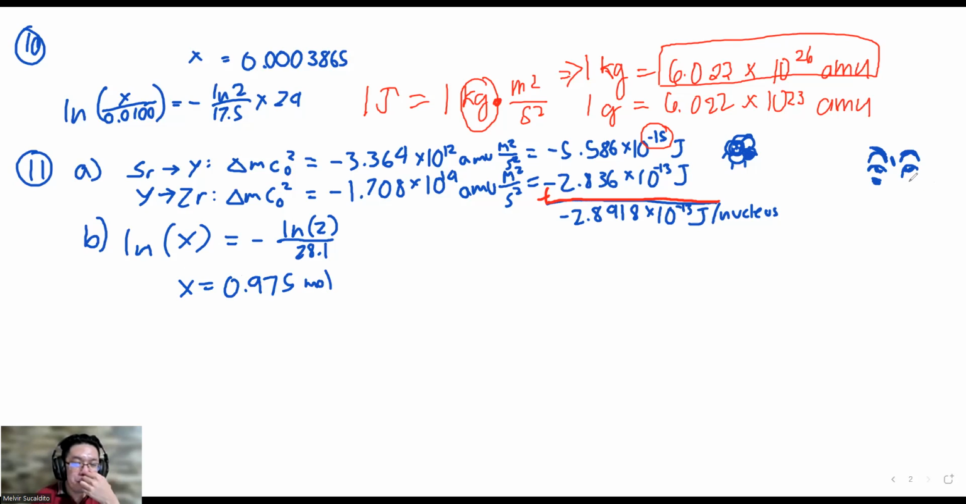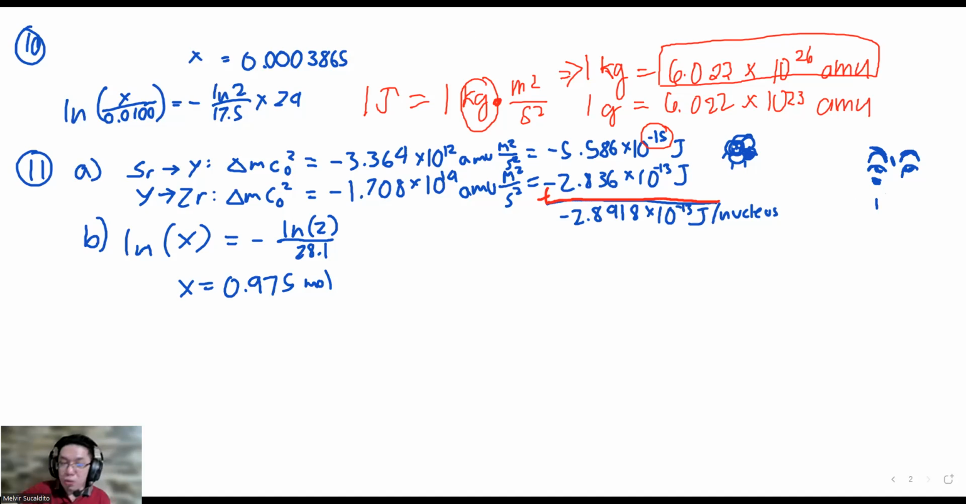Okay, correct. So, pero ayan ay moles na ano? Moles of strontium-90 present after a year. Correct. But we're looking for the amount of strontium-90, or the moles of strontium-90, that decayed after a year. So, what will be the answer?